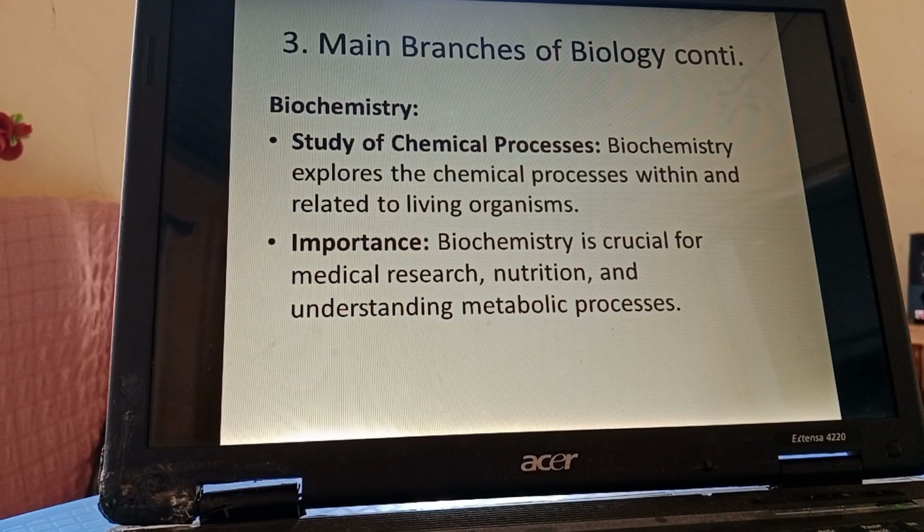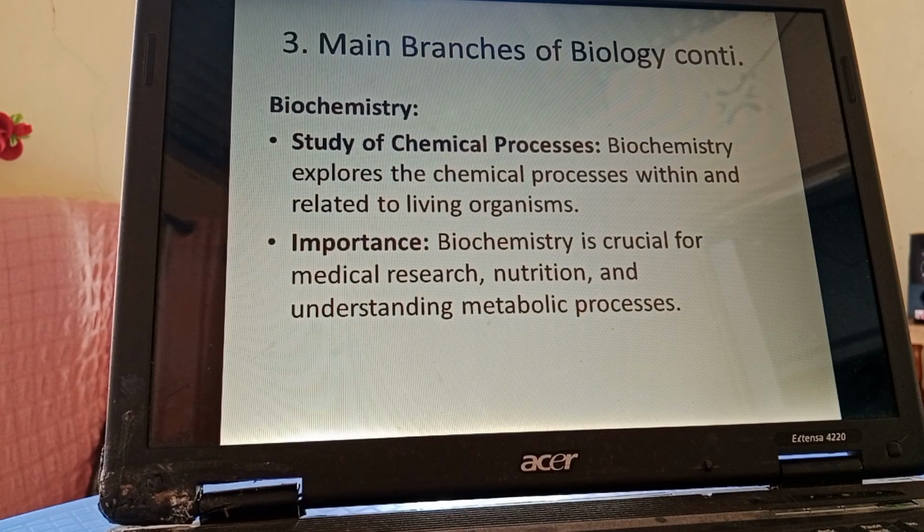And finally, we have biochemistry as a main branch of biology. This is the study of chemical processes. Biochemistry is defined as the study of chemical processes, and it explores the chemical processes within and related to living organisms. And what is the importance of biochemistry? Biochemistry is crucial for medical research, nutrition, and understanding of metabolic processes.